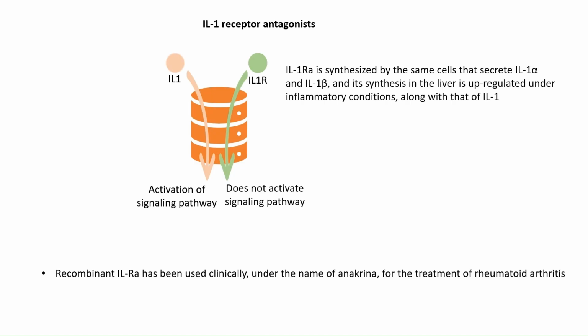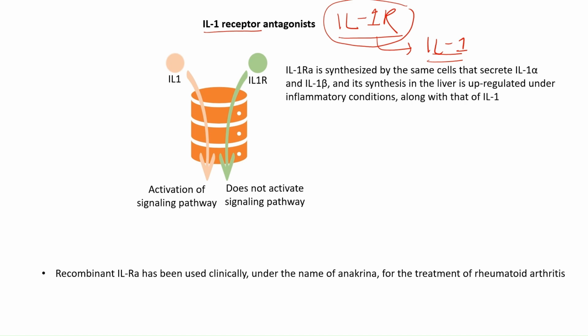First is interleukin 1 receptor antagonist. In short, we can write this as IL-1R antagonist. And from the name itself, we can understand that interleukin 1 receptor antagonist is antagonistic to the cytokine interleukin 1. The cells that produce interleukin 1 also produce the interleukin 1 receptor antagonist. Right? Now, why is this needed?